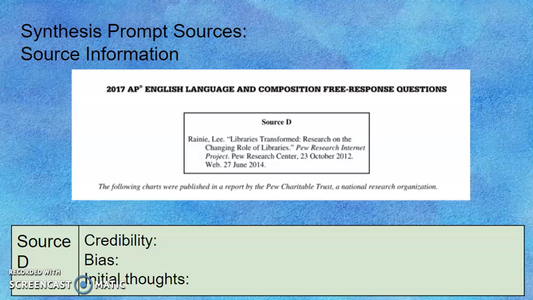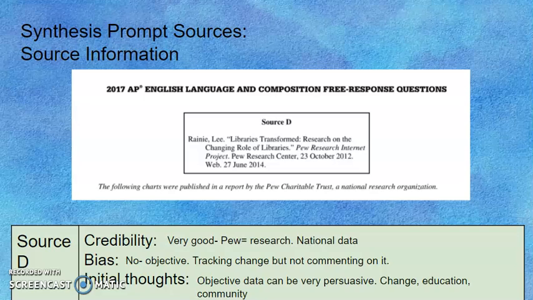I move on to my next one. Source D. I'm not doing all of the sources. This will be the last one we'll do, just as an example. So credibility, I think this one would be a very good piece for credibility. Pew Research has a really good reputation for research, for objective data, and it's also national data, which makes a big difference, right? If you're talking about one small community, that doesn't necessarily translate to a community 500 miles away or 2,000 miles away. But if you're talking about nationwide data, then that becomes a little bit more persuasive, right? It's 2014, so it's more up to date than maybe some of the other ones.